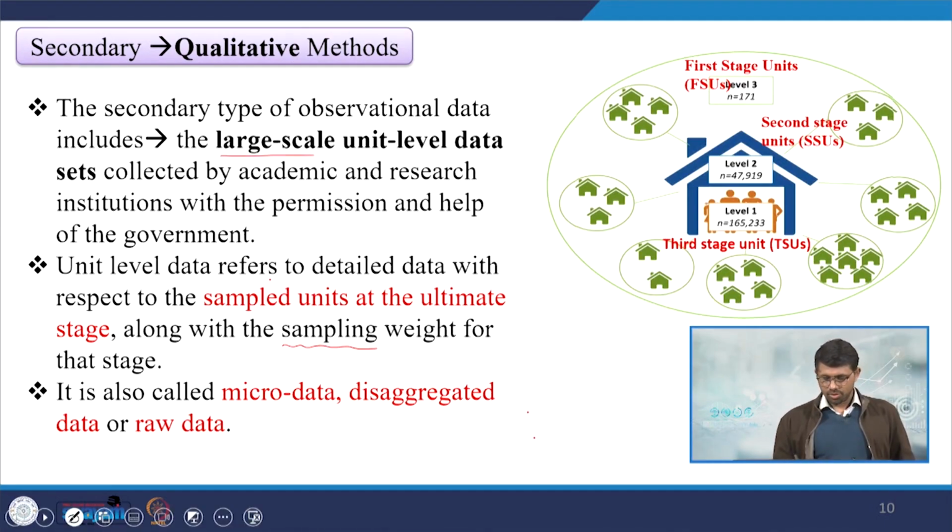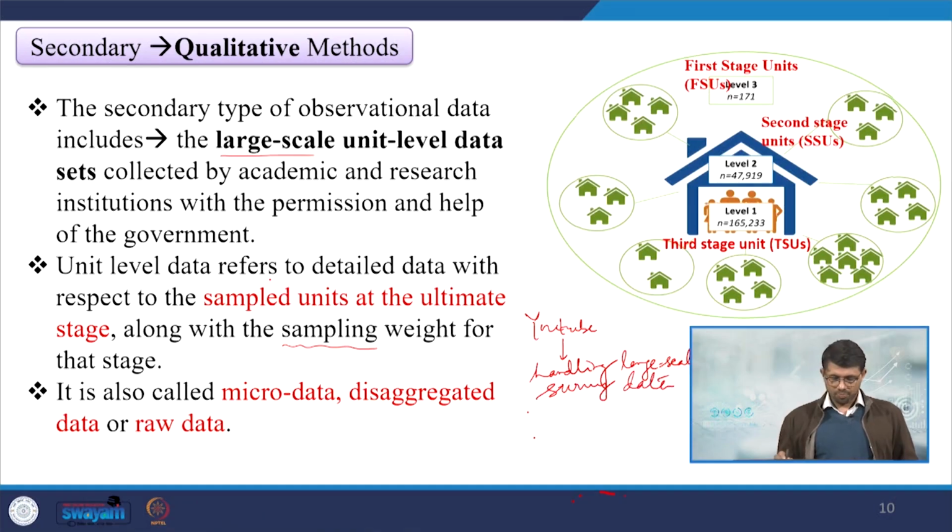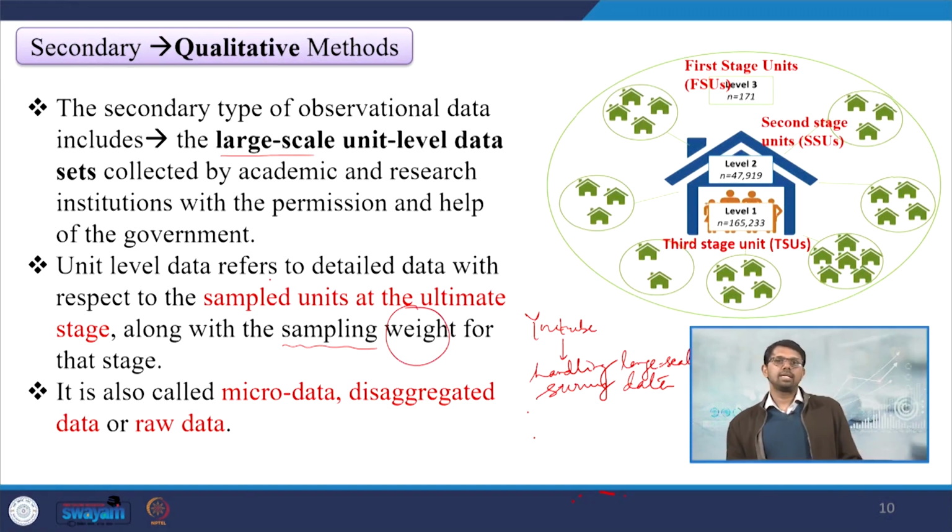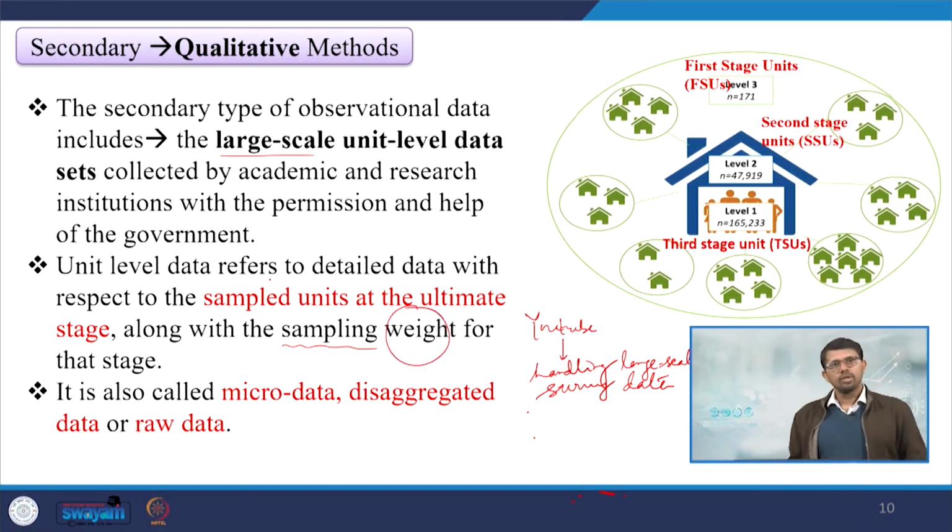If you search in YouTube, you will also find these things on handling large scale survey data. Especially the emphasis was on weight. Weight will represent the state or district, so that the findings from the data you are able to claim as representing the entire area.